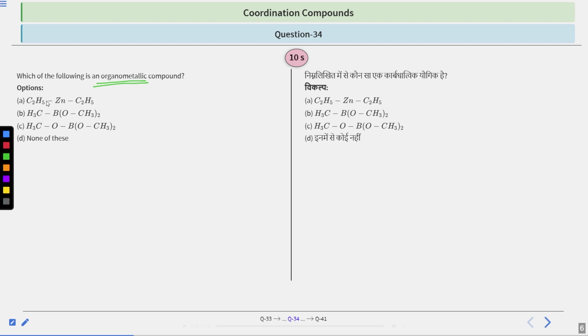You can see that in the A option, the C2H5, that is the ethyl group, is directly attached to the zinc two times. In the second option, we have B directly attached to the methyl group and OCH3 groups. In the third option, we have B directly attached to the OCH3 group thrice. Fourth option is none of these. You have to find out the organometallic compound. You have 10 seconds to think about this question. After that, we will see the answer.